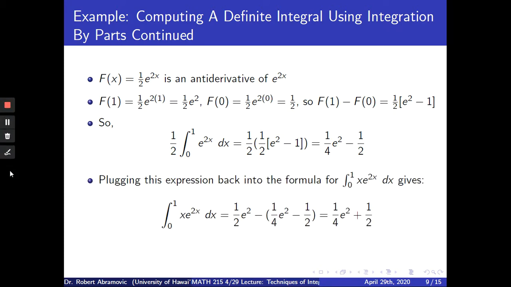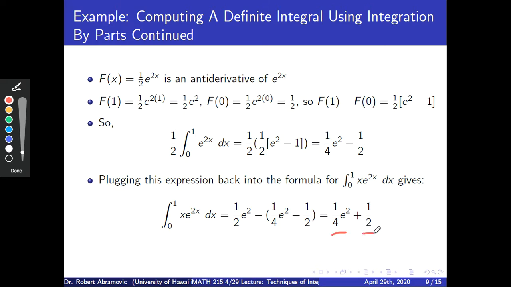We're going to plug this expression back into the formula for the integral from 0 to 1 of x e to the 2x. What do we get? We get 1/2 e squared minus 1/4 e squared minus 1/2. Now notice 1/2 e squared minus 1/4 e squared, that's the same as 1/4 e squared.